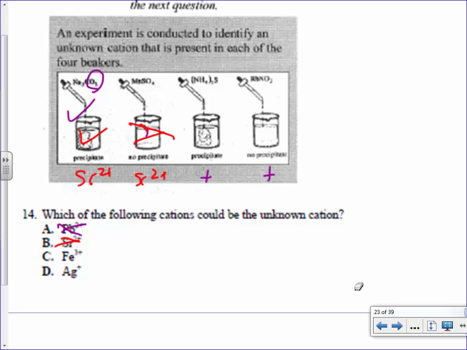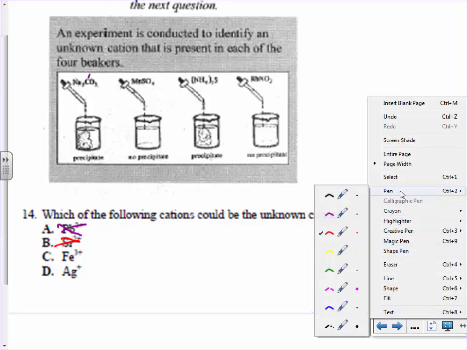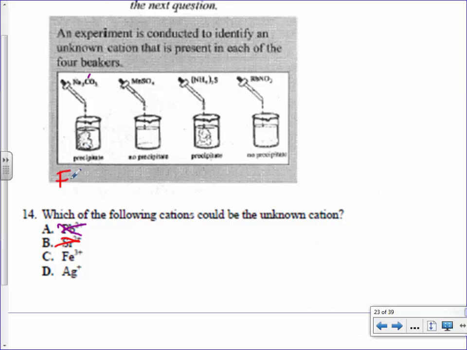Does that logic make sense so far? So try the next one. Let's try iron 3+. Iron 3+ with carbonate. Carbonate, again, goes with pretty much everybody in the bottom category, so that should be solid, so that fits. SO4, iron 3+ is not in the bottom category finally, which means it's in the top category, so that's good.